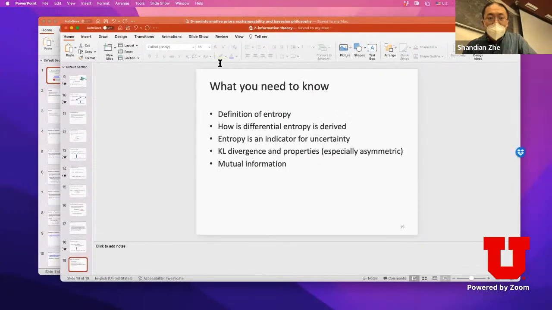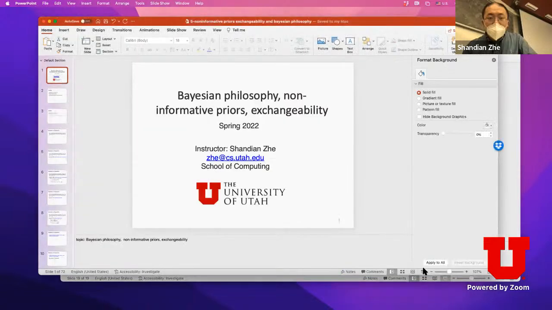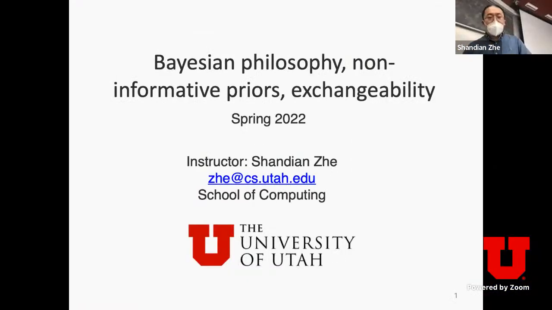Now let us talk about philosophy, non-informative priors, and exchangeability. This should be the final piece of fundamental knowledge we want to discuss, and then later we'll proceed with some Bayesian models and algorithms.